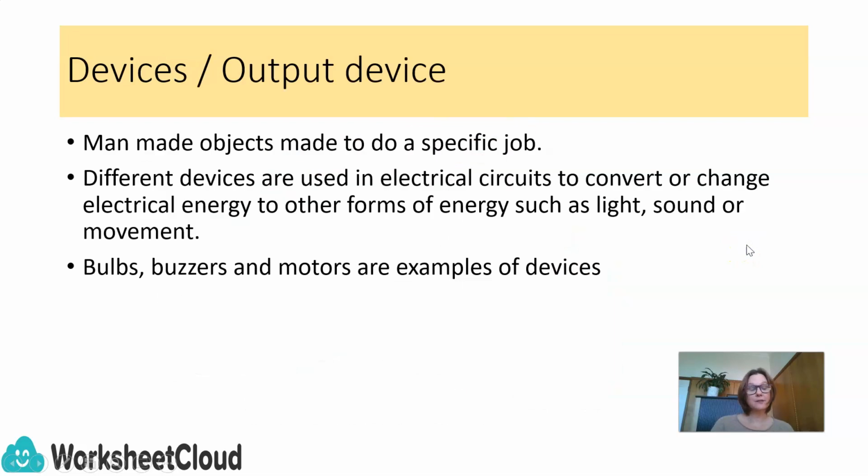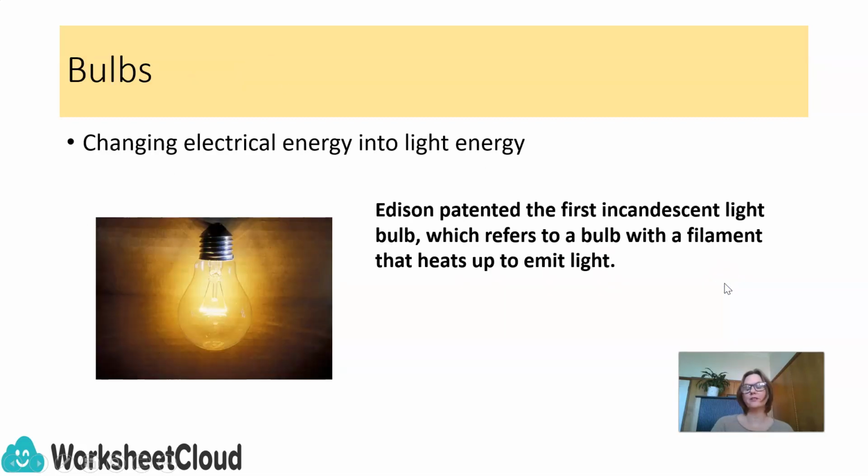Let's look at our devices. They are also called output devices. These are man-made objects and they are made to do a specific job. So different devices are used in electrical circuits to convert or change electrical energy to other forms of energy, such as light, such as sound or movement. Okay, so bulbs, buzzers and motors are examples of devices. They are output devices if we are using the correct scientific terminology.